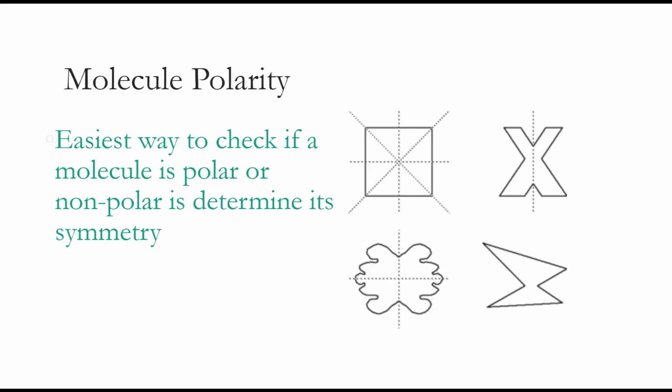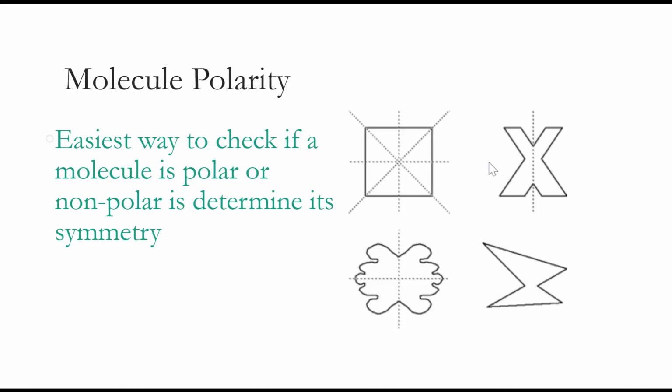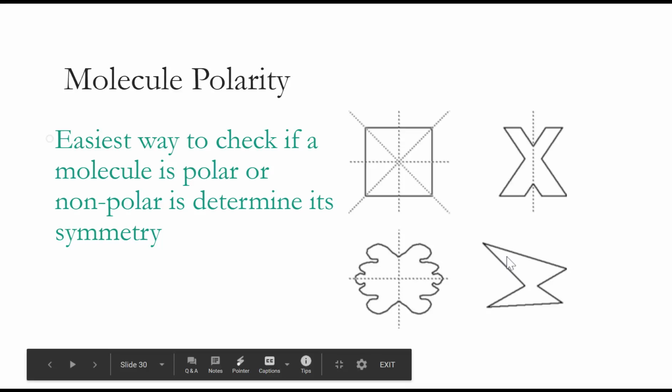So the easiest way to see if a molecule is polar or nonpolar is to look at its symmetry. This is a math concept, but the idea of symmetry is if you can cut something in half in multiple directions, it's symmetrical. If you can cut it in maybe one direction, it might be symmetrical in one way, but not in another. Or it just may not be symmetrical at all.